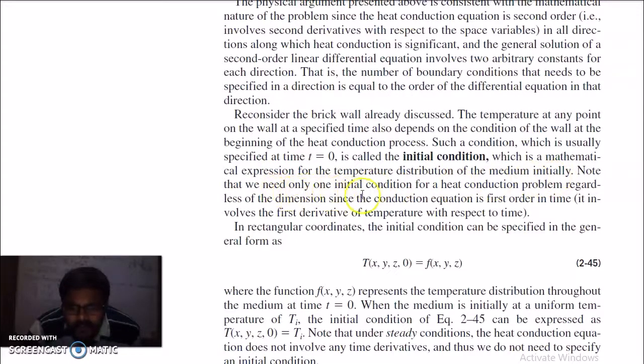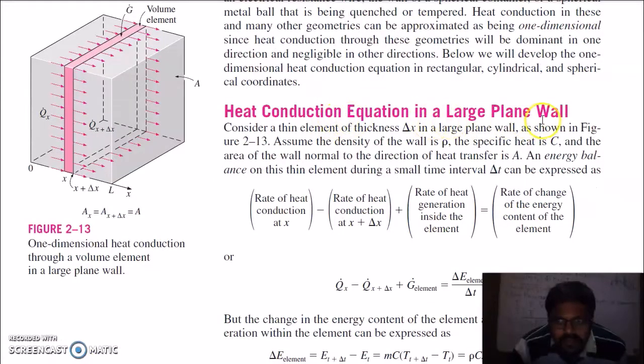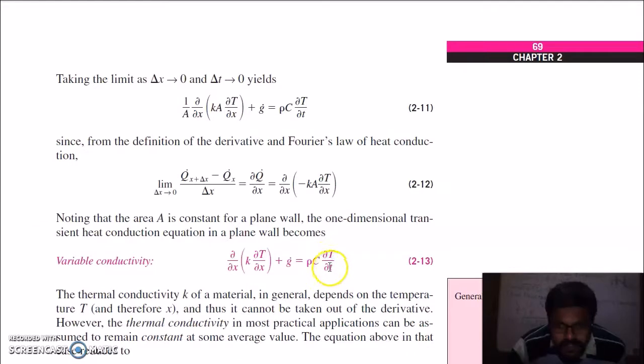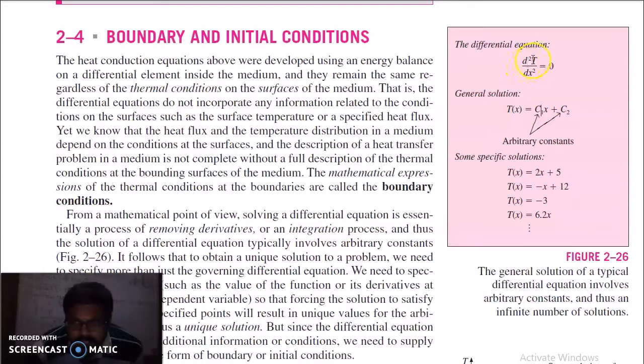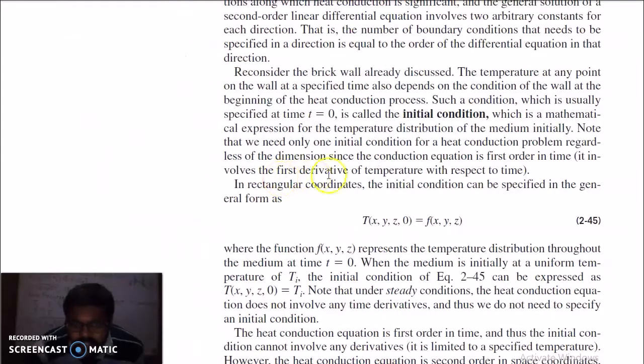Note that we need only one initial condition for a heat conduction problem, regardless of the dimension, since the conduction equation is first order in time. So in the case of a large plane wall, the derivative with respect to time is only first degree. So we need only one equation at time t equal to 0. If the differential equation has a second derivative, you need two boundary conditions. But in this case, the first derivative of temperature with respect to time is involved, so we need only one initial condition.